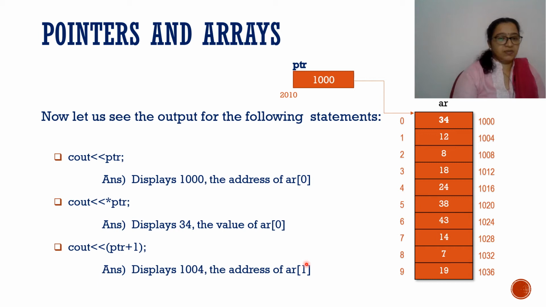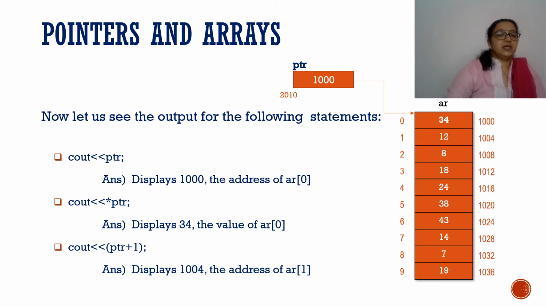Now see the difference once more. Just putting cout PTR, we'll get the base address because we are pointing PTR to AR now. Then using star PTR means the value at 1000 location, that is 34. Then PTR plus 1, there is no star there, just PTR plus 1, that means 1000 plus 1. 1000 plus 1 means the next integer location, that is 1004, the address of AR of 1.